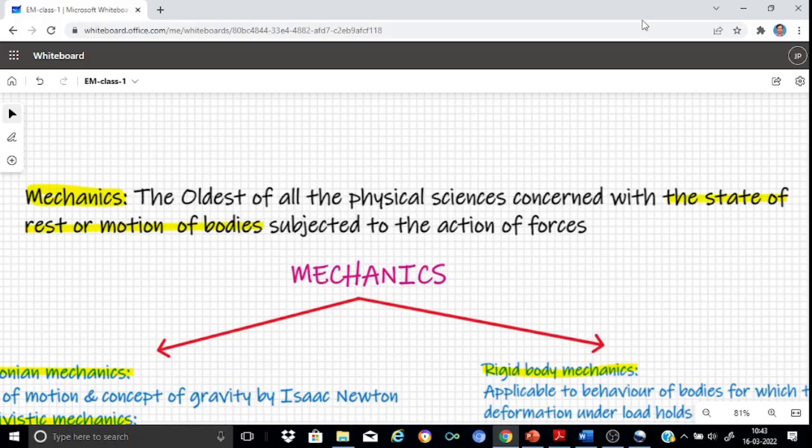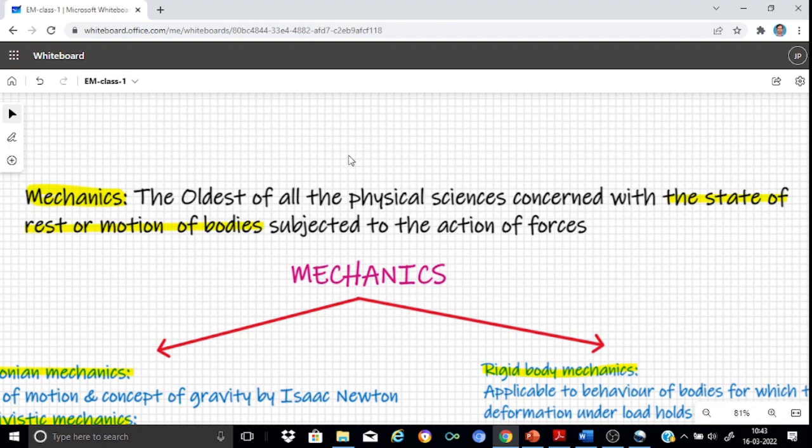Accordingly, the contents for today's class include: 1. Definition and broad classification of mechanics, and 2. The idealizations of mechanics. So let us start class number 1. Let us start with the definition of mechanics.